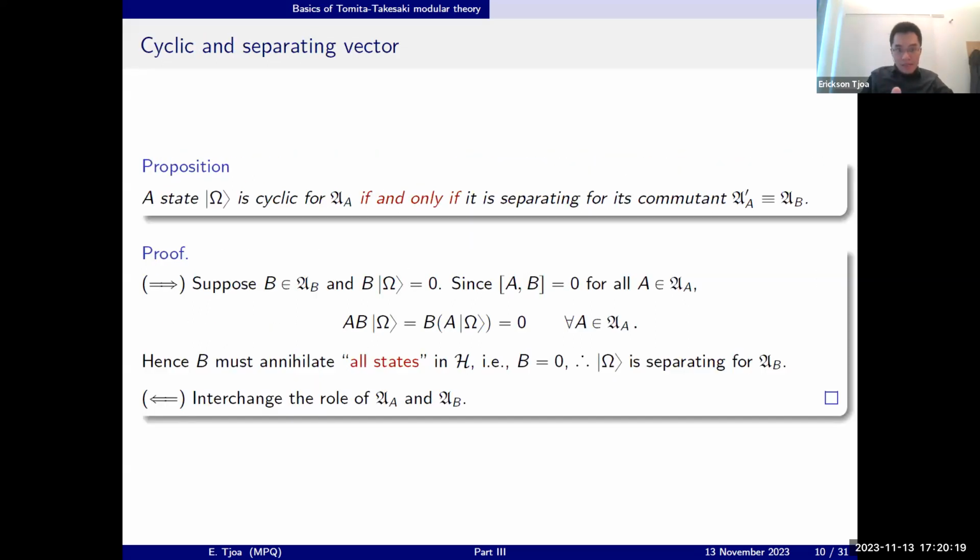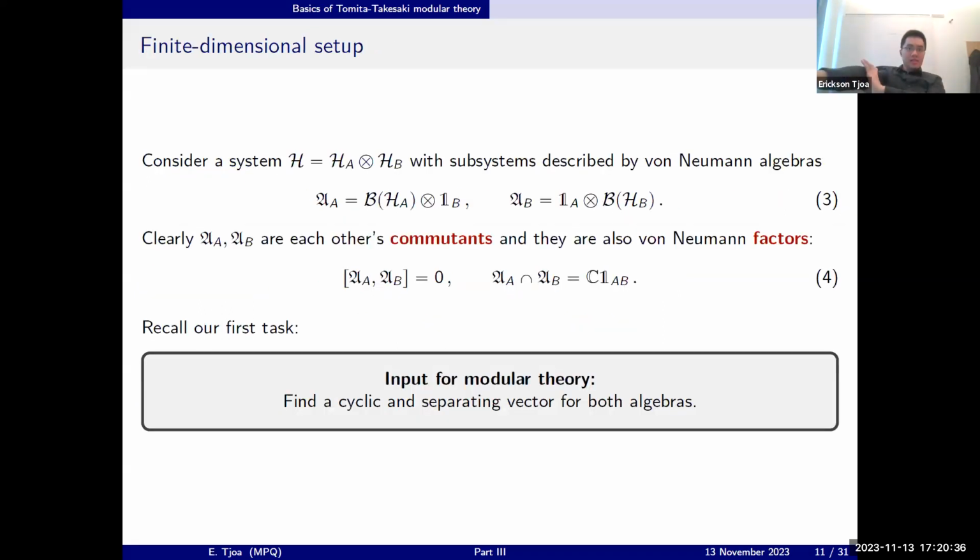So the point is that if you take this sentence and read it in another way, if a state is cyclic and separating for UA, then it also has to be cyclic and separating for UB, right? So it has to be cyclic and separating for both if it is cyclic and separating for one of them. And let's try some examples.